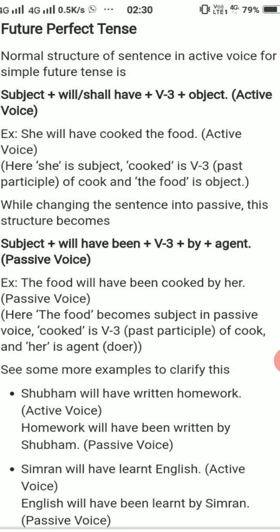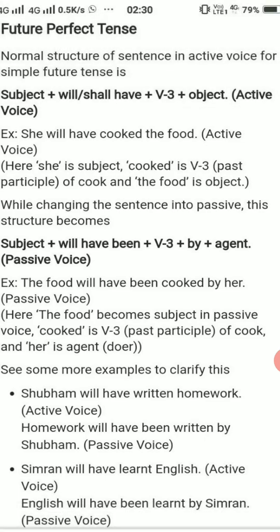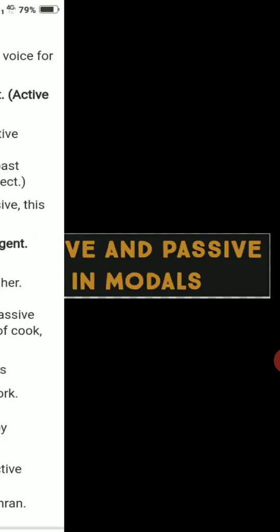Some other examples we can see. Shubham will have written homework. This is active voice. What is the passive voice? Homework will have been. Been is added only. Will have been written by Shubham. Right? Clear? Simran will have learnt English. Active sentence. English will have been. Only been is added. Learnt by Simran, passive voice.